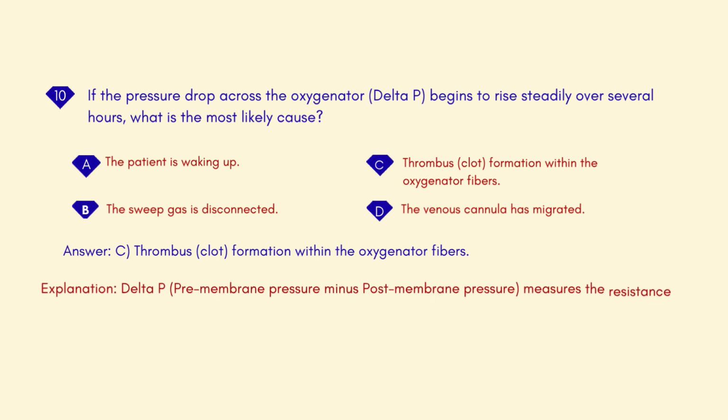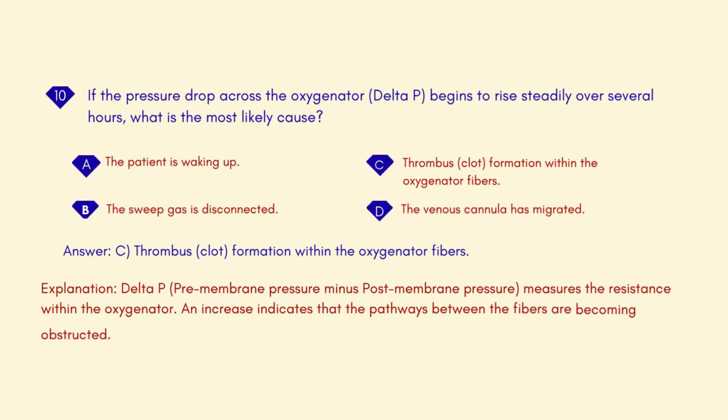Explanation: Delta P, premembrane pressure minus postmembrane pressure, measures the resistance within the oxygenator. An increase indicates that the pathways between the fibers are becoming obstructed, usually by fibrin or clot.